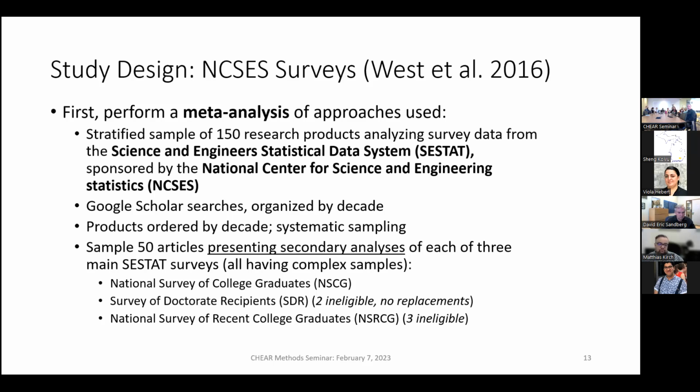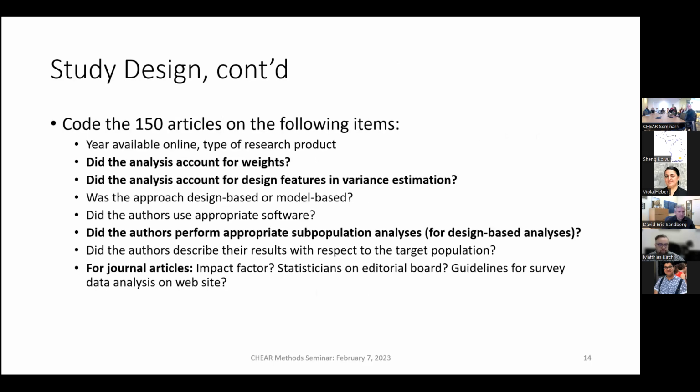again, to get a sense of trends and what's happening here. And we sampled 50 articles that presented secondary analyses of each of 3 main SESTAT surveys, all of which have complex samples. So you can see the names here: NSCG, the Survey of Doctorate Recipients, and then the National Survey of Recent College Graduates. So these are just examples of these large national survey data sets.